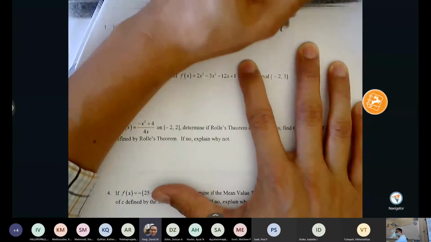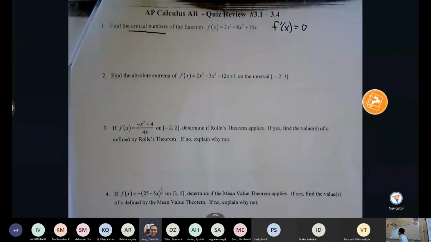Set the derivative equal to 0. Yeah, f prime equal to 0. And solve for x, and that's it. Okay. So critical values is kind of like the first step of other problems, right? EVT is the first step. First derivative test is the first step. But here, we're just finding critical values. No need to test, no need to compare with intervals.